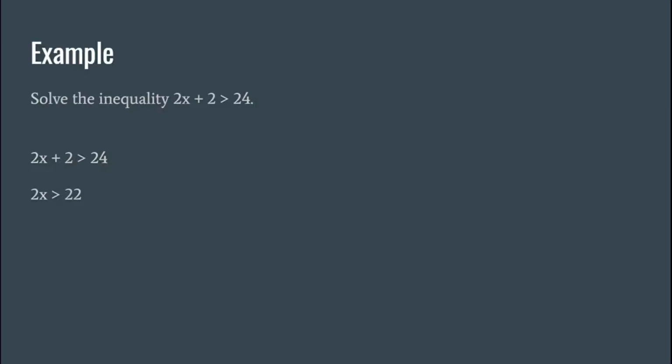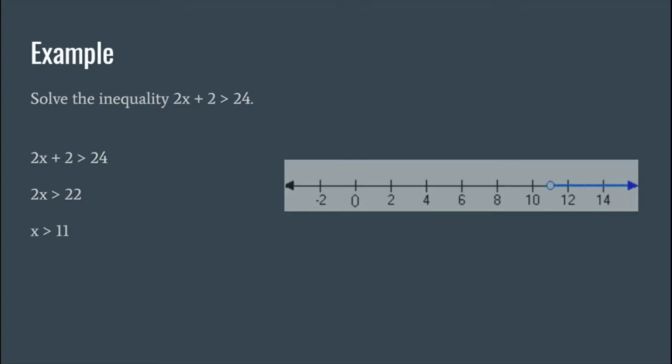Now I'm going to solve for x. I'm going to divide by 2, and it's a positive 2, so we don't have to worry about switching the direction of the inequality symbol. It'll stay the same. So this is what I get: x is greater than 11. So this is what the graph of that looks like.